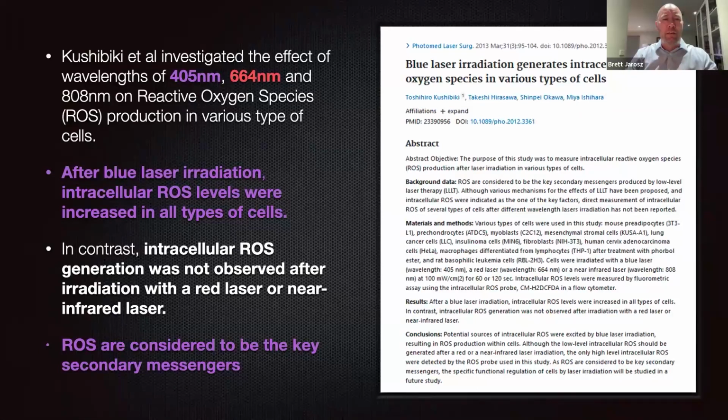So another study investigated the effects of 405 and 665 on reactive oxygen species. Now, remember, reactive oxygen species are considered key secondary messengers within our cells. And so after blue light irradiation, intracellular reactive oxygen species levels were increased in all types of cells. In contrast, intracellular reactive oxygen species generation was not observed after irradiation with a red laser or near infrared laser.